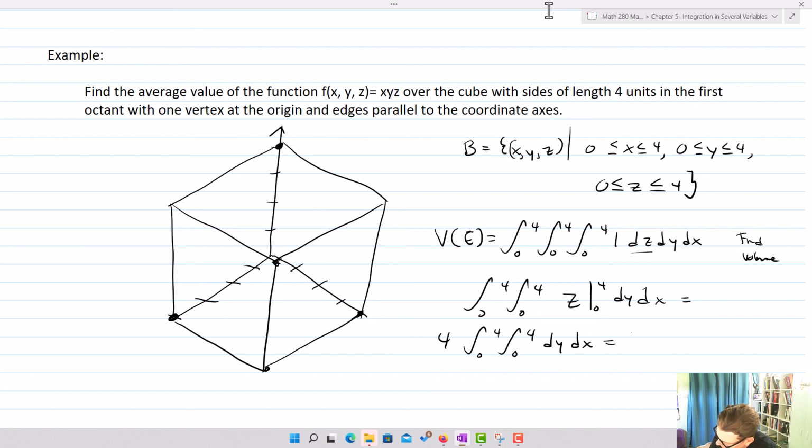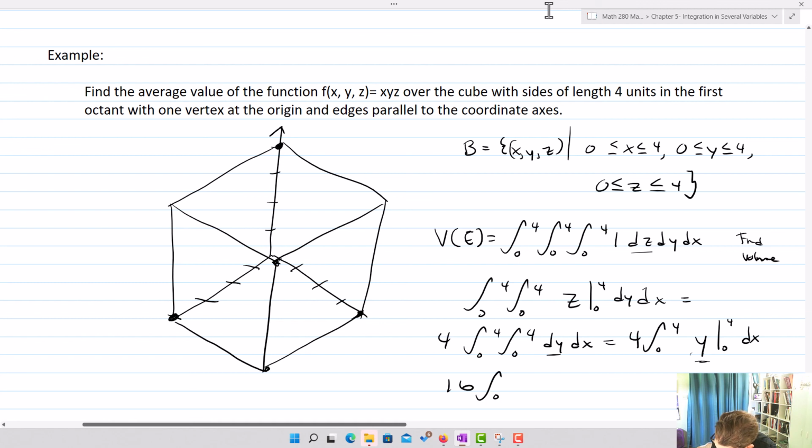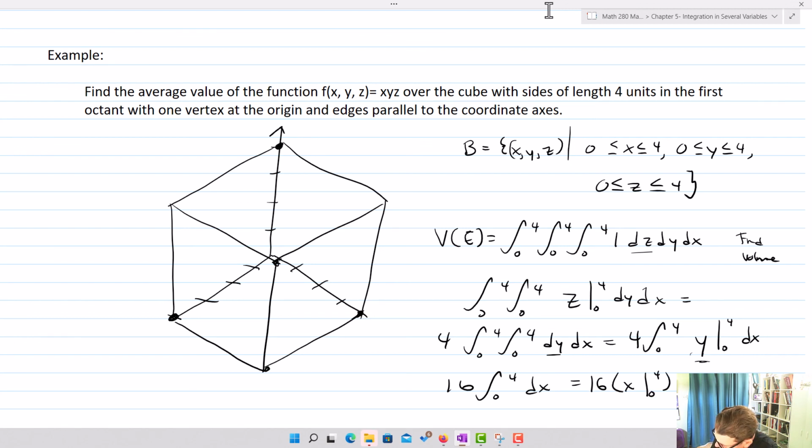So that'll be equal to 4 times the integral from 0 to 4. Then this is just going to give me a y, evaluated from 0 to 4, dx. So that's now 4. 4 minus 0 is 4. So it's now 16 times the integral from 0 to 4 dx, which just equals 16 times x evaluated from 0 to 4, which equals 64. And that's the volume. Now that's the volume of E.